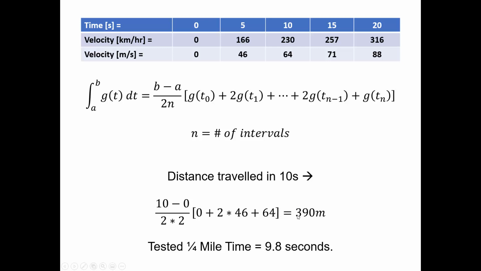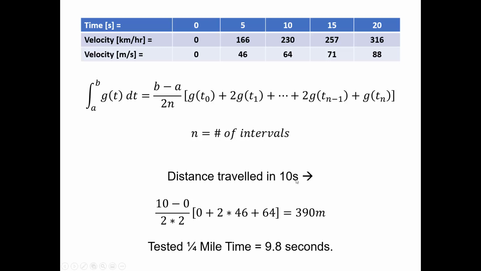As you likely know, that is very close to a quarter mile, right? 1,600 meters is a mile, so 400 meters is a quarter mile. And this car has been tested. So the quarter mile time is a fairly common test for cars. And this one got to a quarter mile in 9.8 seconds.